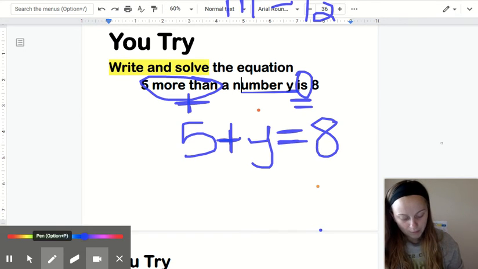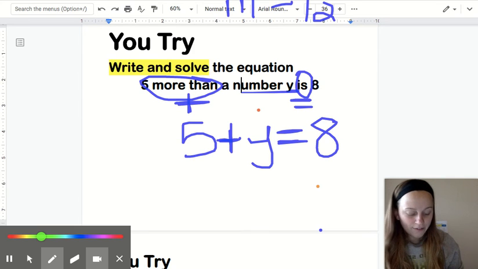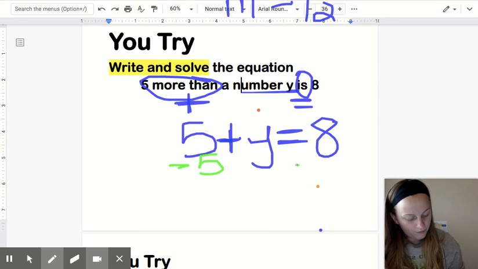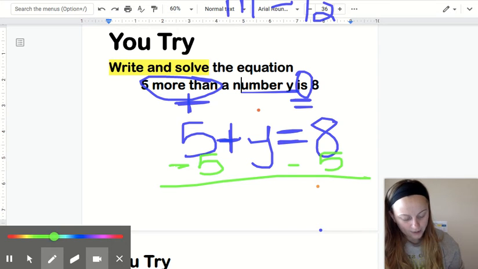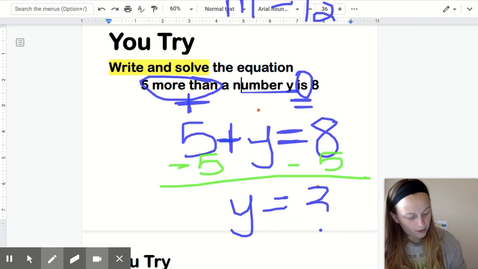Now I show my inverse on both sides. To get rid of adding a 5, I subtract a 5 on both sides. And we get the answer here of y equals 3.